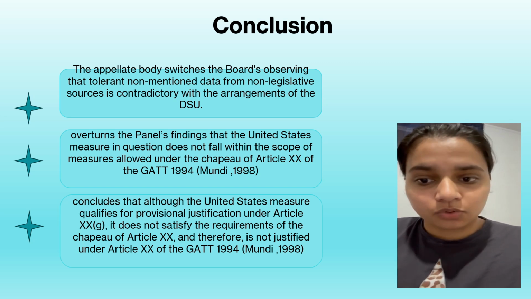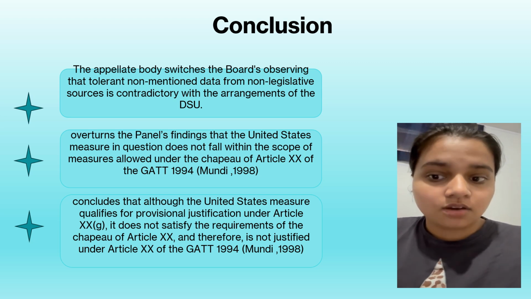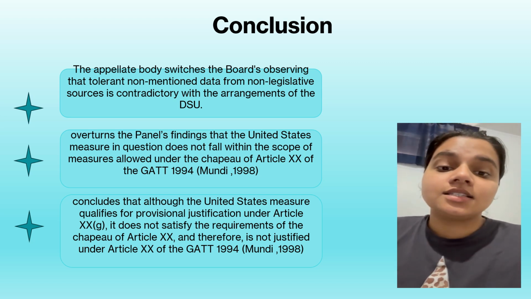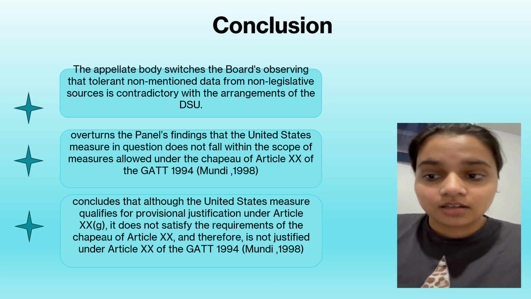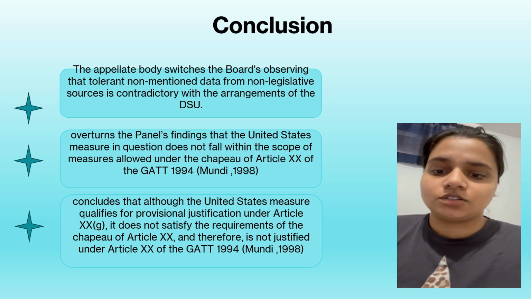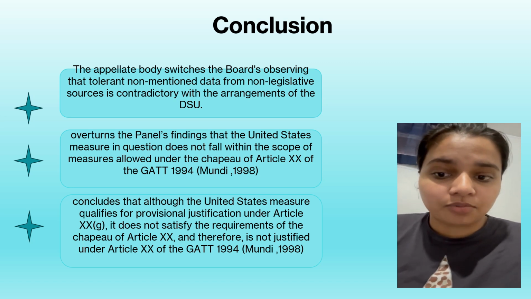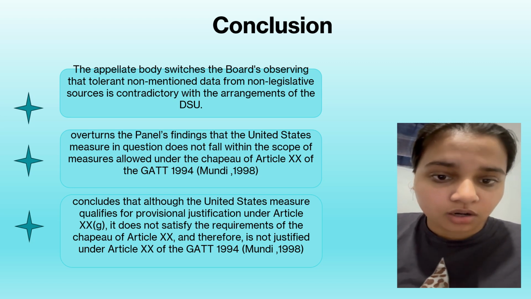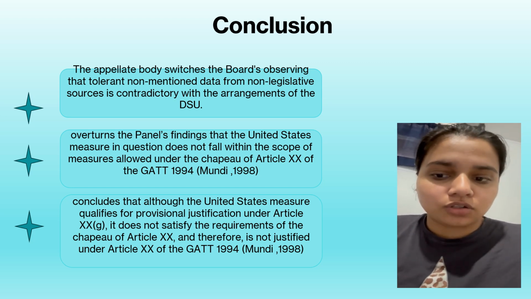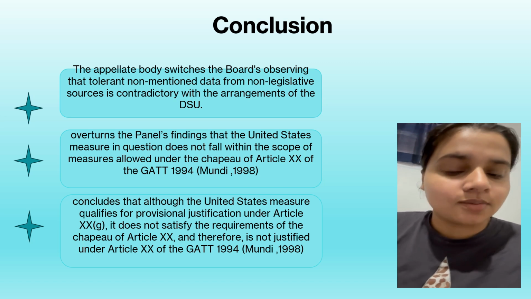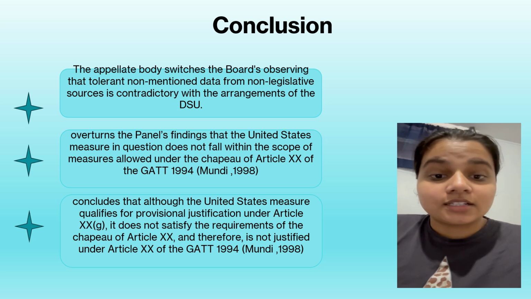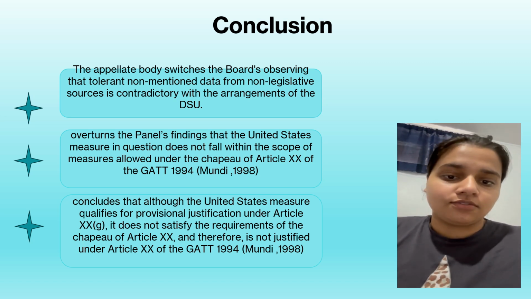The appellate body reversed the panel's finding, observing that considering unsolicited information from non-governmental sources is inconsistent with the provisions of the DSU. The next thing I would talk about is that the appellate body overturns the panel's finding that the United States measure in question does not fall within the scope of measures allowed under the chapeau of Article XX of the GATT 1994. They also conclude that although the United States measure qualifies for provisional justification under Article XX(g), it does not satisfy the requirements of the chapeau of Article XX, and therefore it is not justified under Article XX of GATT 1994.